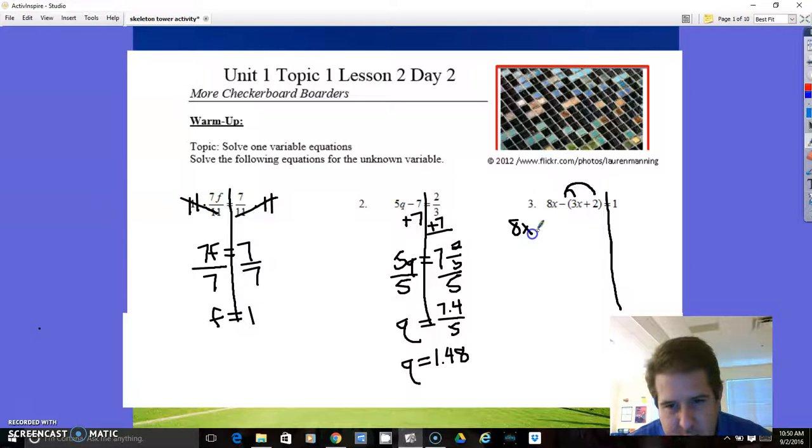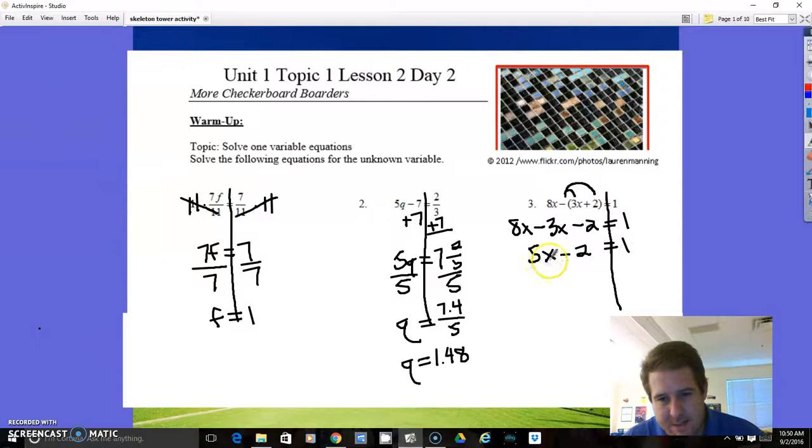8x minus 3x minus 2 equals 1. There we go. Much better. I can simplify by combining like terms. That's 5x. 8 minus 3 is 5. Bring down your minus 2 equals 1. Let's isolate the variable. Let's add 2 to both sides. Addition property of equality. 5x equals 3. Divide both sides by 5. And your answer is 3/5.